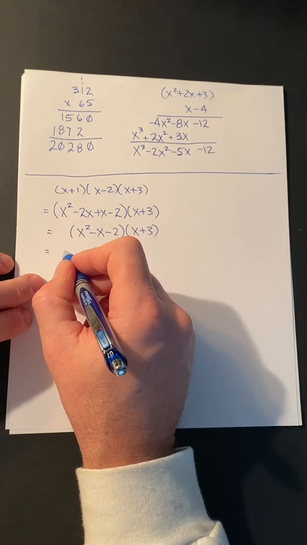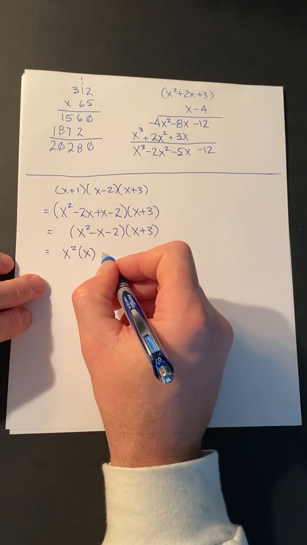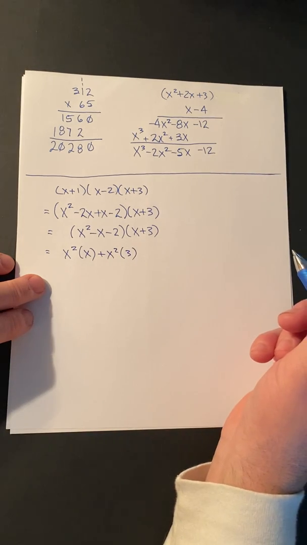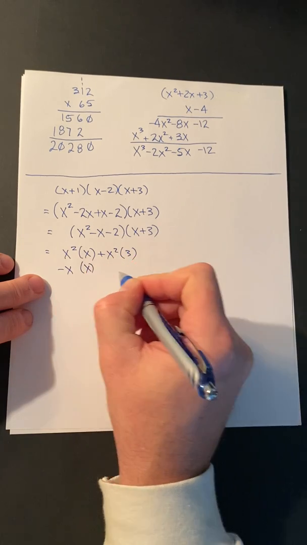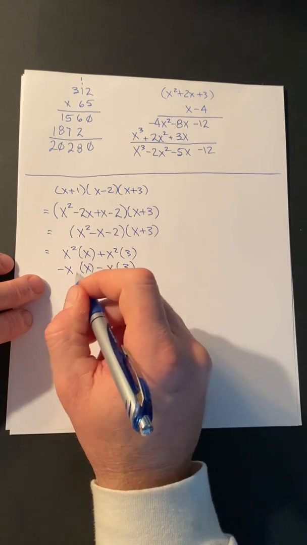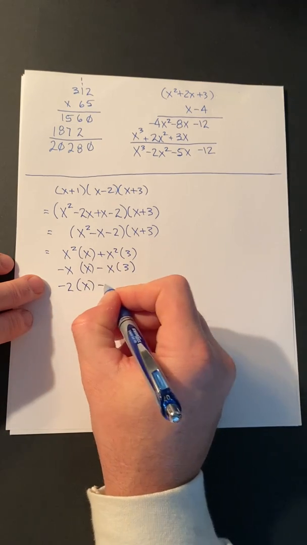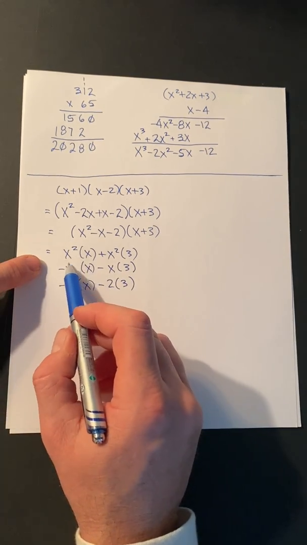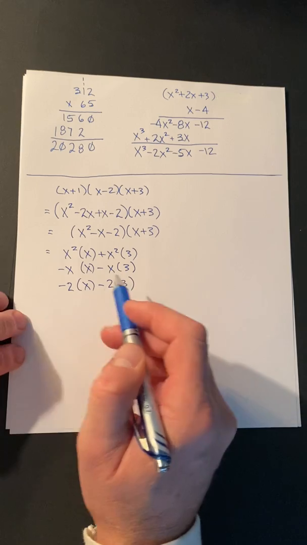So let's do that. I'm going to have x squared times x. I'm going to have x squared times 3, aren't I? I'll go to my next term. I have minus x times x. I have minus x times 3. I'll go to my next term. I have minus 2 times x, minus 2 times 3. Just like before, here's my original polynomial, and here are columns of my second polynomial, okay?